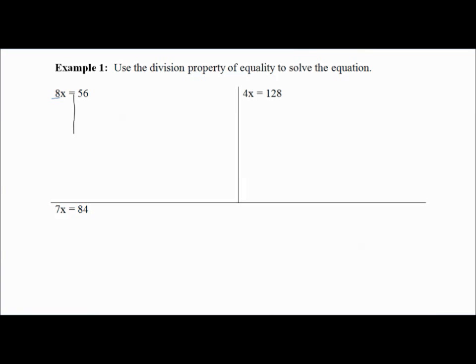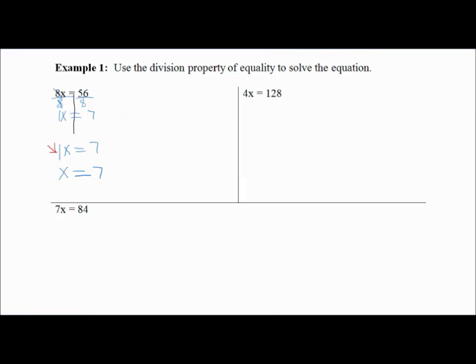So that's what I'm going to do. I'm going to divide by 8, divide by 8. 8 divided by 8 is just 1. So I'll bring down what I have left. 1x equals 56 divided by 8 is 7. So I have 1x equals 7. It's not wrong for me to write the 1, but it's not necessary either. So I think I'll rewrite this as x equals 7. There's no need for me to put the 1 in front of the 7. When you don't see a number in front of the variable, it's understood that the coefficient is 1.